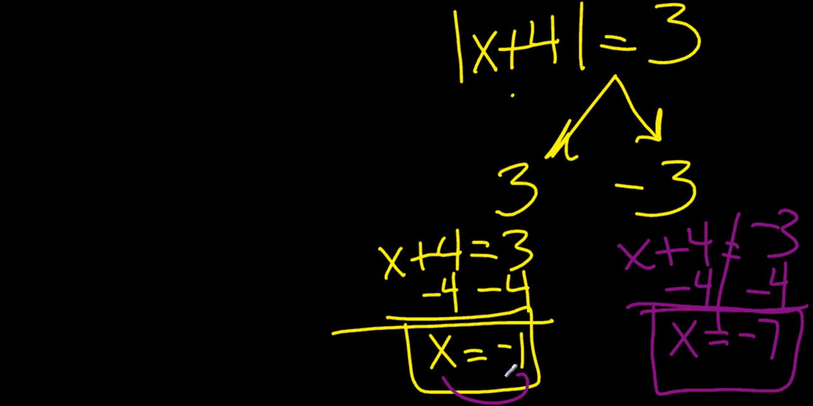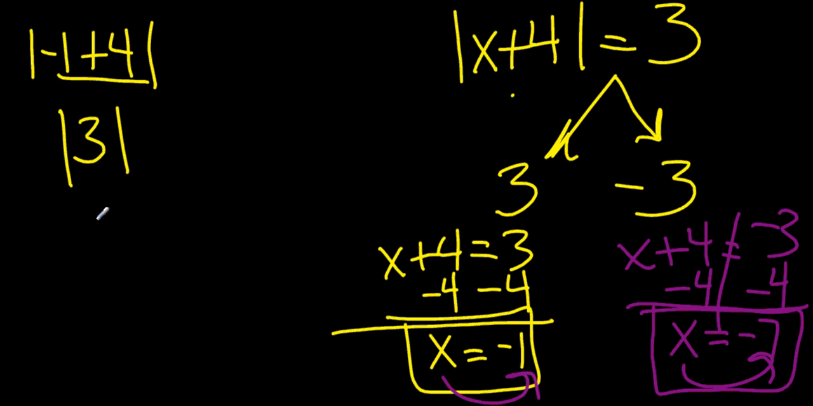I could fill in negative 1 for x, or I could fill in negative 7. Let's try it. If I fill in negative 1, the absolute value of negative 1 plus 4. Negative 1 plus 4 is 3. The absolute value of that is 3. That's exactly what I wanted it to be. Happiness.